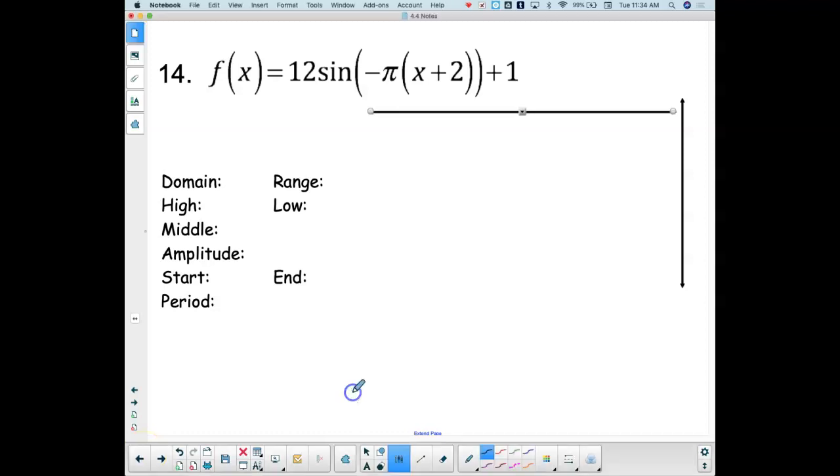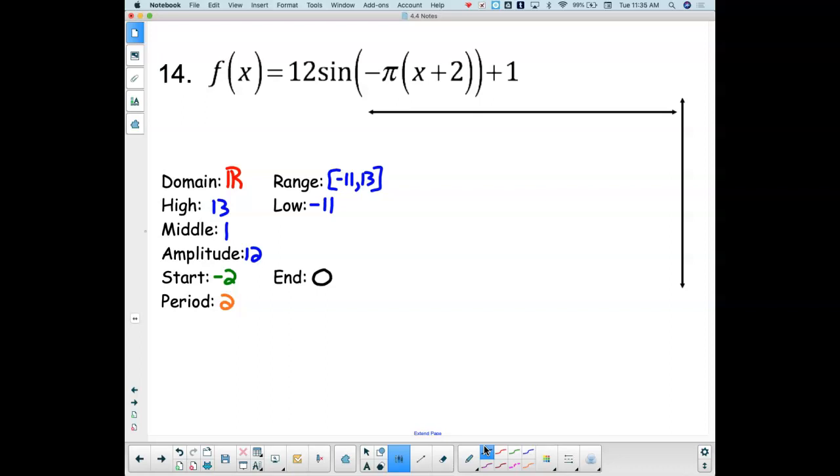Domain, that's the easy one. Amplitude: 12. Middle: 1. High: 13. Low: negative 11. So that gives me a range from negative 11 to positive 13. Start: negative 2. Period: 2. End: that's how it looks. Sine: middle, low, or high?